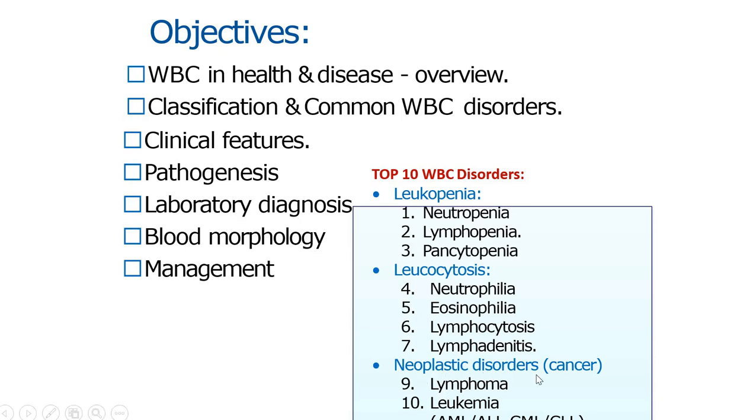And then under the neoplastic disorders, that is the blood cancers or leukemias, we have two conditions called lymphomas and leukemias. Lymphoma is seen in the tissues, whereas leukemia is seen in the blood, and it is further classified into 4 types based on the lineage, that is, cell origin, whether it is a myeloid cell or a lymphoid cell, and based on the chronicity, whether it is acute or chronic. So based on this, there are 4 major types of leukemia, that is AML, ALL, CML, and CLL.